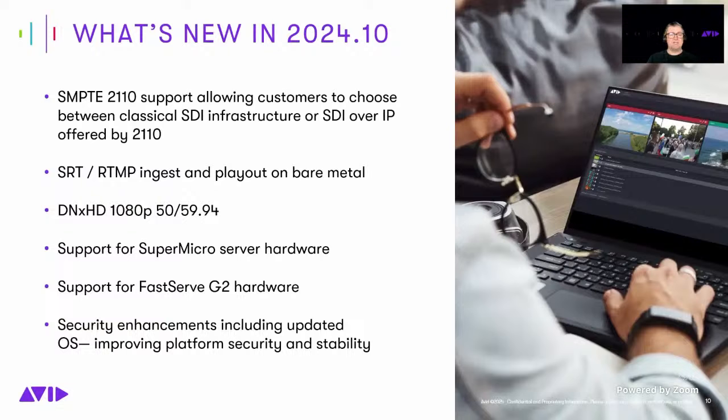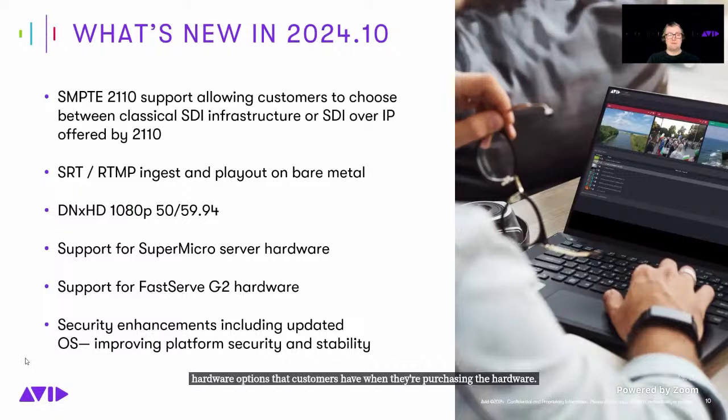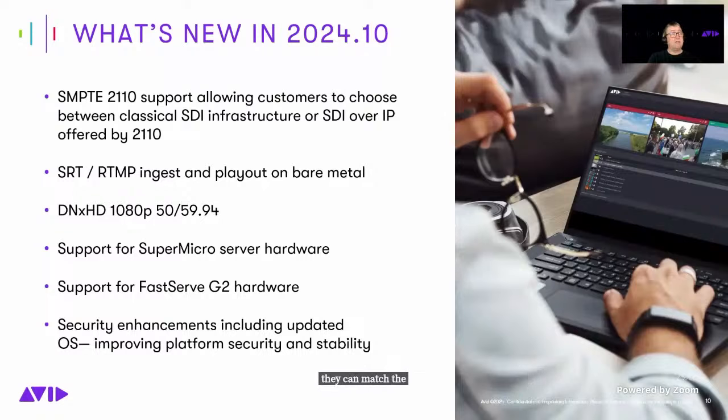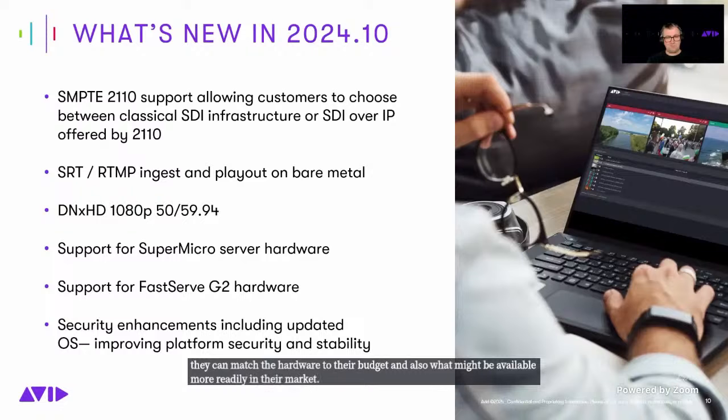We also want to expand the hardware options that customers have when they're purchasing the hardware, as some markets have access to other vendors than we're already supporting. So we've been working with Supermicro to also certify 2 different flavors of their hardware, so that customers also have additional options when choosing hardware. They can match the hardware to their budget, and also what might be available more readily in their market.